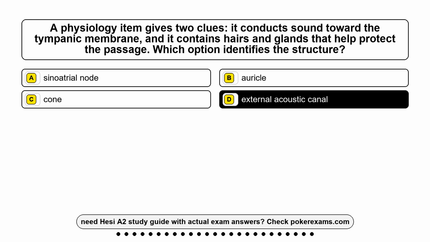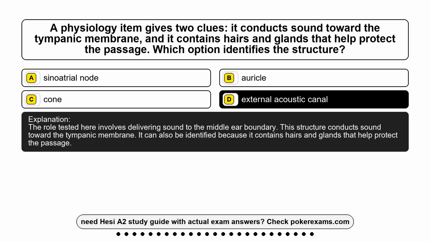External acoustic canal. The role tested here involves delivering sound to the middle ear boundary. This structure conducts sound toward the tympanic membrane. It can also be identified because it contains hairs and glands that help protect the passage.